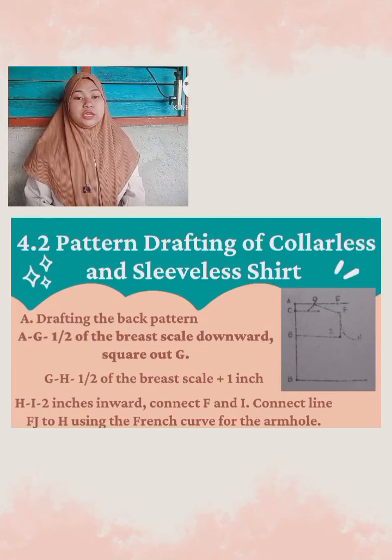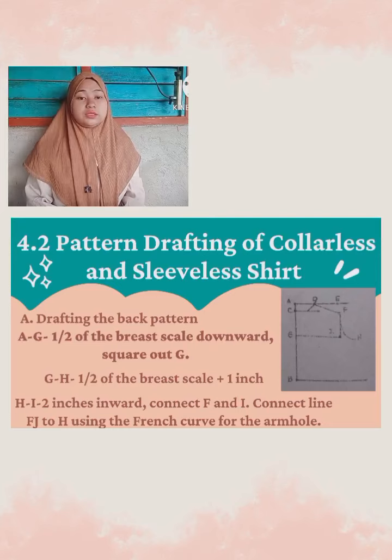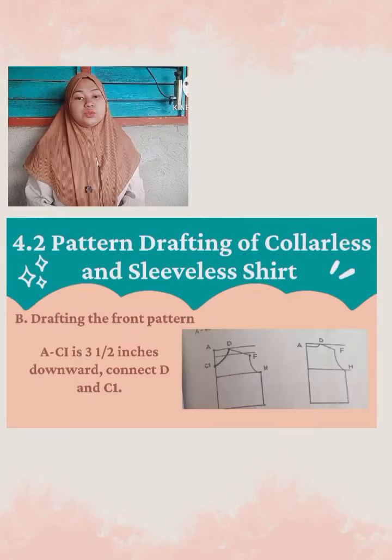And then GH, 1/2 of the breast scale plus 1 inch. As you can see here in the pattern, we can see how the letters are placed or marked. So G and H, 1/2 of the breast scale plus 1 inch, then H to I, which is 2 inches inward. Connect F and I. Connect the line FG to H using the French curve for the armhole. Okay, so after that, we are going to draft the front pattern.